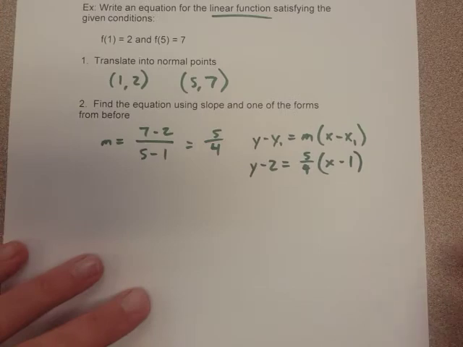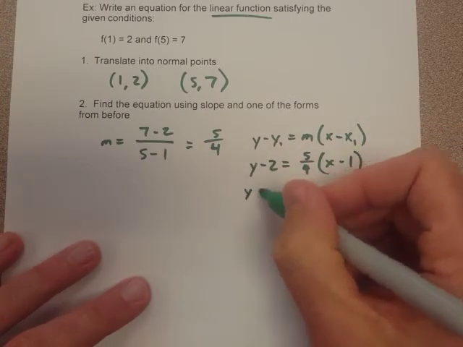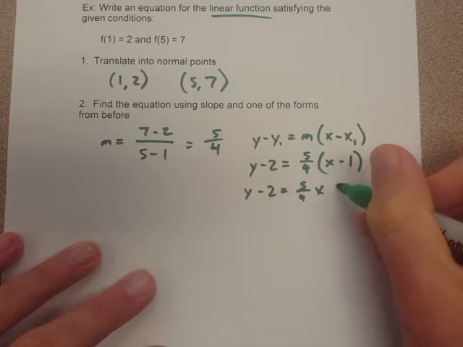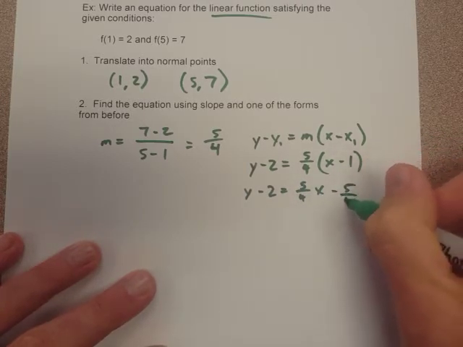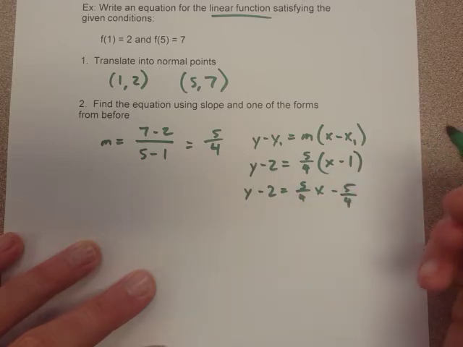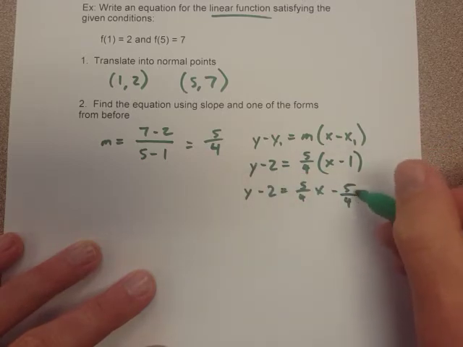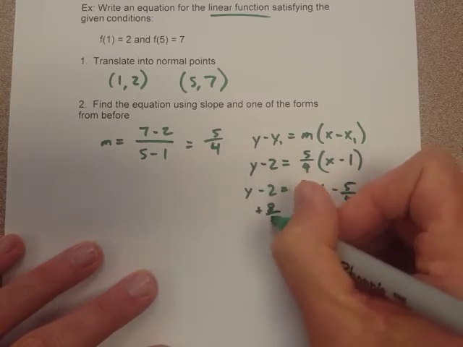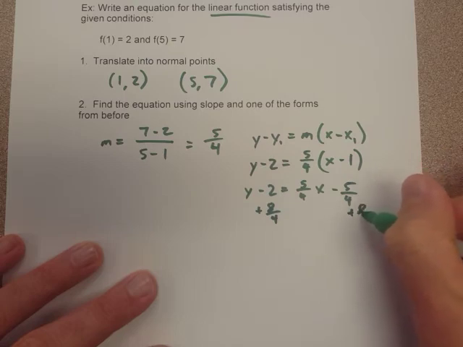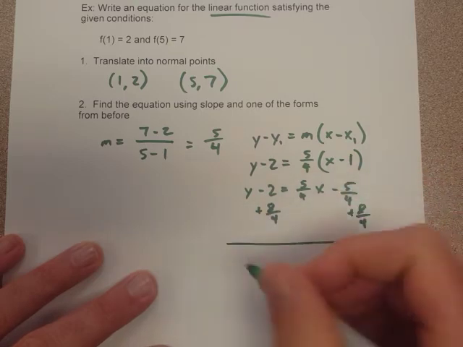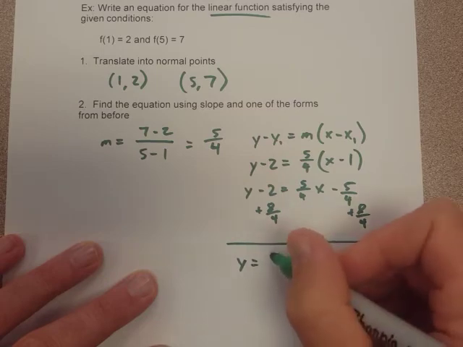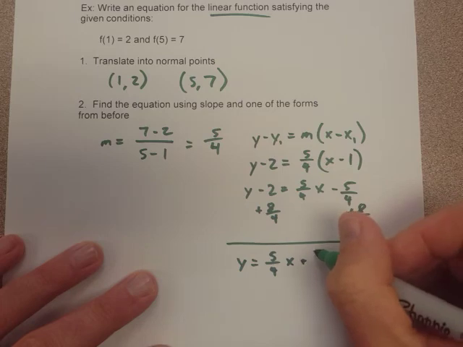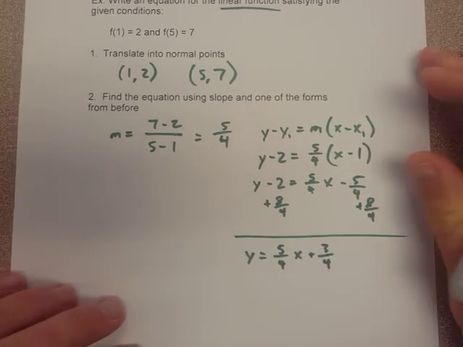Now I can just simplify this a little bit more. y minus 2 equals 5/4 x minus 5/4, distributing that. Now I'm going to add 2 to both sides, but that means really when we're dealing with fractions, we've got to have common denominators, so I'm really going to be adding 8/4. And so I get y equals 5/4 x plus 3/4. And that looks probably very familiar to a lot of you.